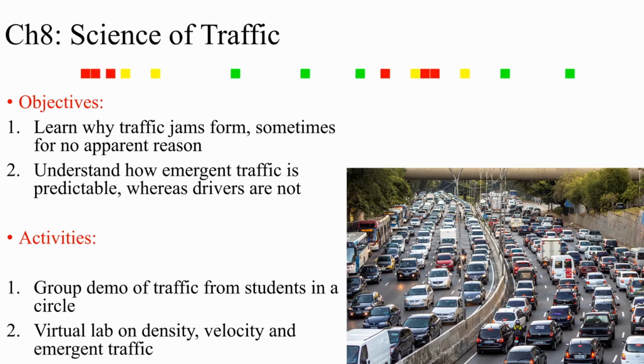As a group activity, students form a circle and they see how traffic jams emerge just based on the individual differences between strategies. As a lab, students are able to explore an online virtual lab where they can see how various microscopic patterns can cause differences in emergent traffic jams.